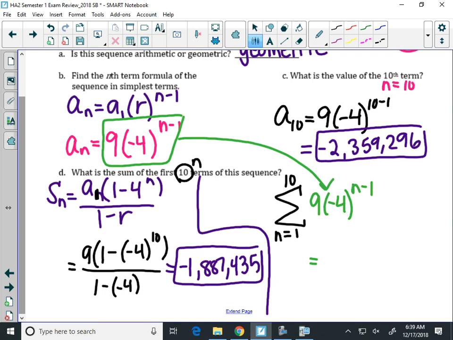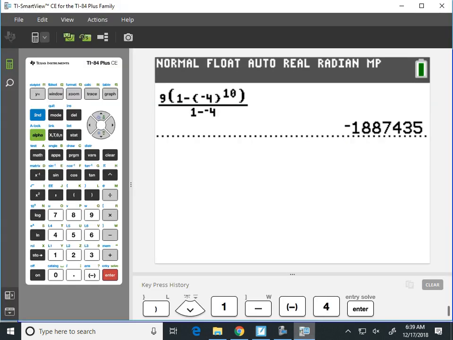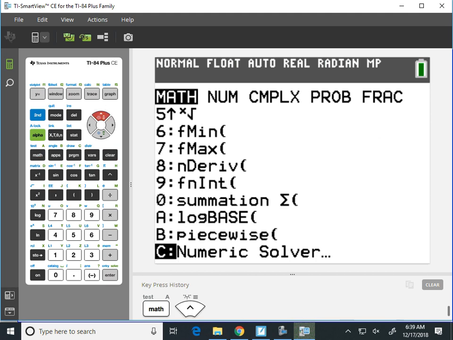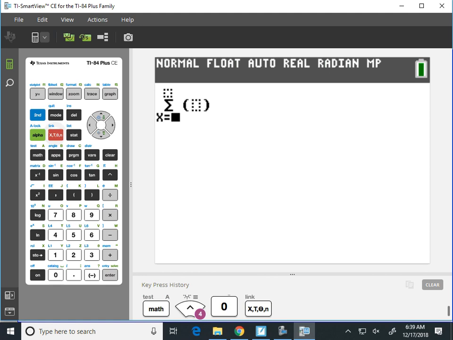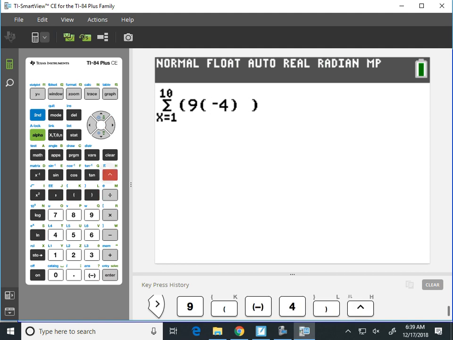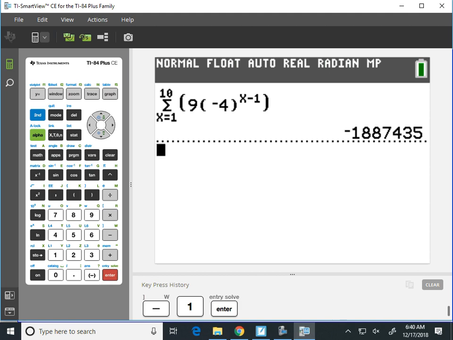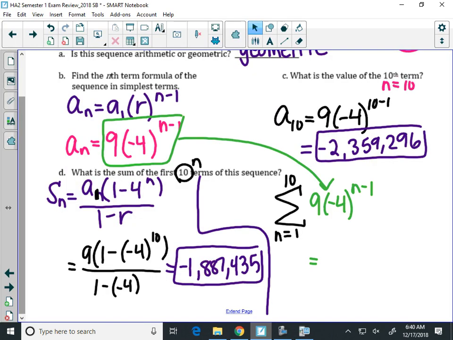And you can take your calculator and type that sigma notation in. If you forget sigma notation, you go math. It's option 0 here, summation, so you choose 0. Remember, we always use x's as our variable when we do sigma notation. We'll do 9 times negative 4 to the x minus 1. And I get the exact same answer. So both ways give us the same value.